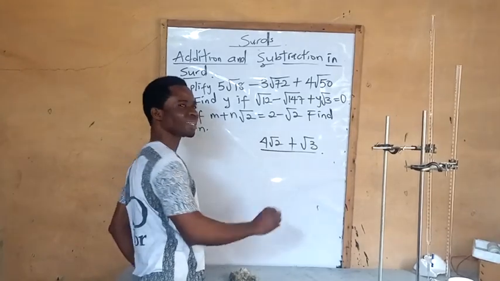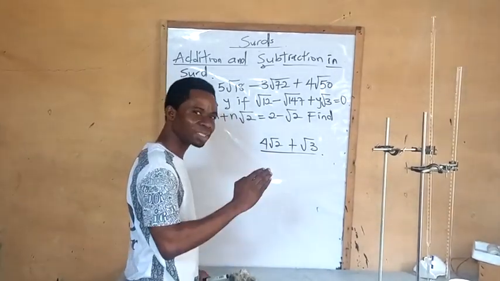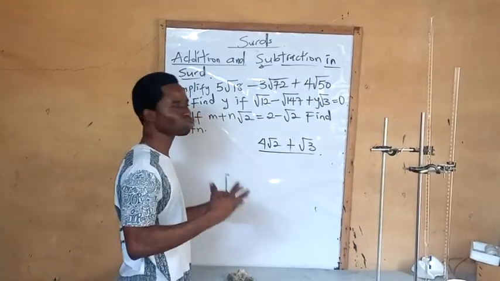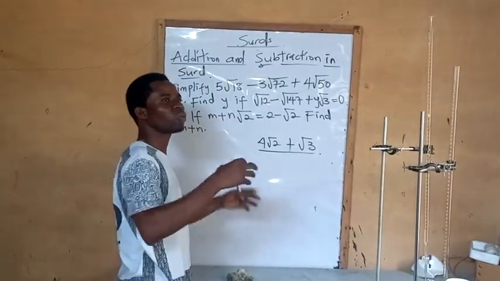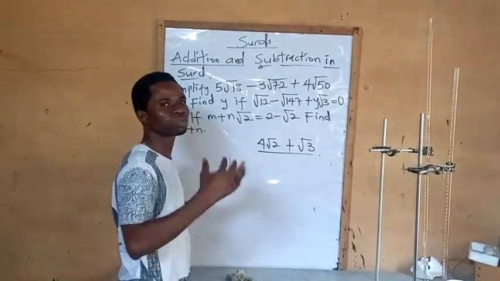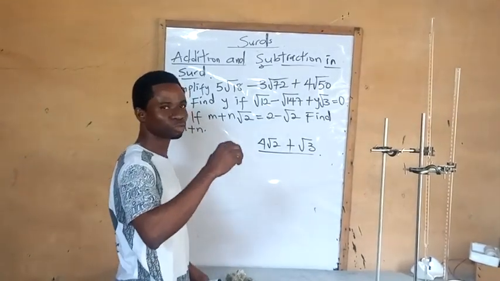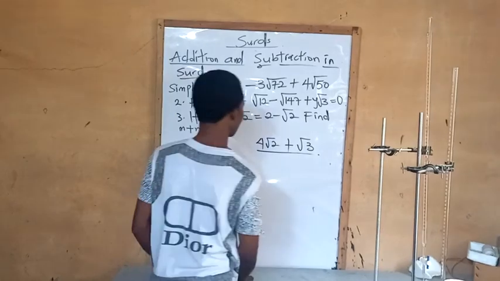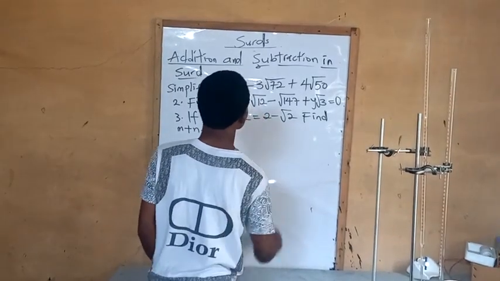So you have to note that you can only add two surds of the same root. You can only subtract two surds of the same root. You cannot add two surds of different roots. We should have that one at the back of our mind.